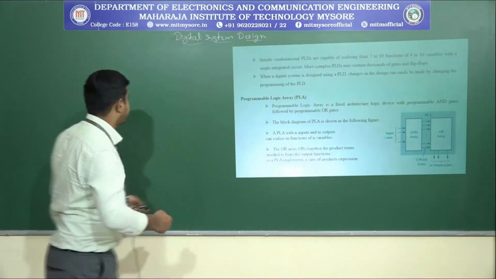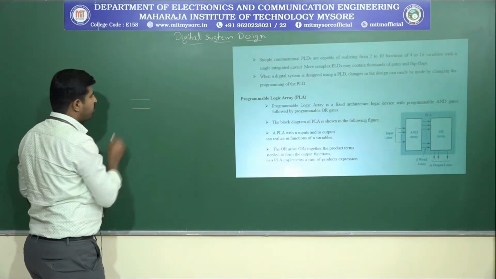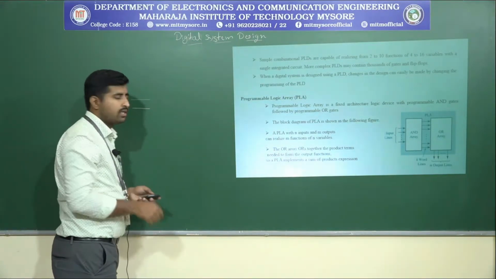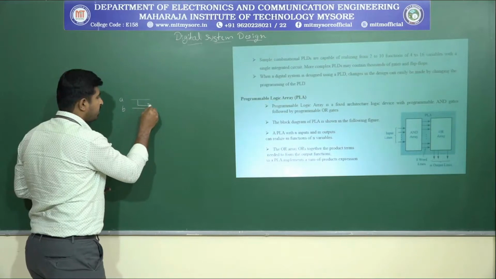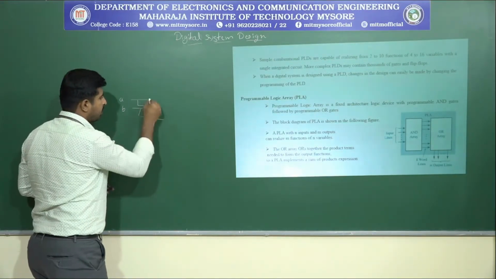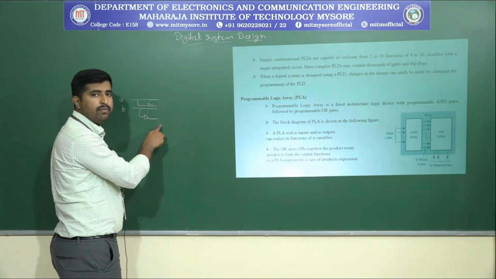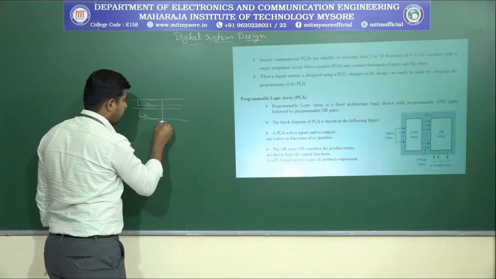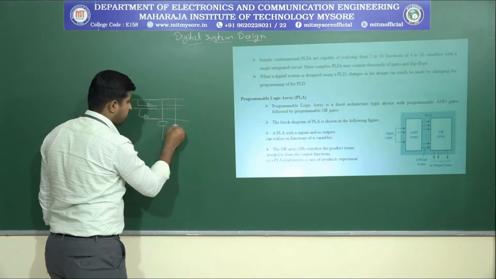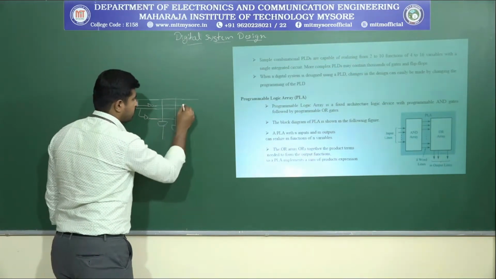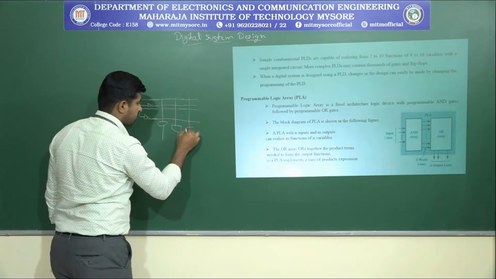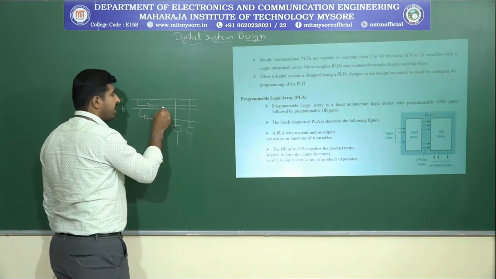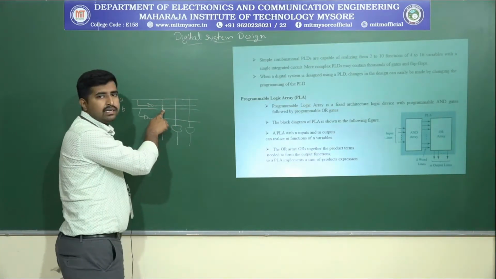Okay, so if you take an example, assuming that we have 2 inputs, a and b, all the inputs will also be available in their complement. So assuming that you will have a bar and b bar also. So all these input variables are connected to the programmable AND array. AND array means all these inputs are connected to the AND gates. So all this will be connected actually. The connections will be shown with a star mark.